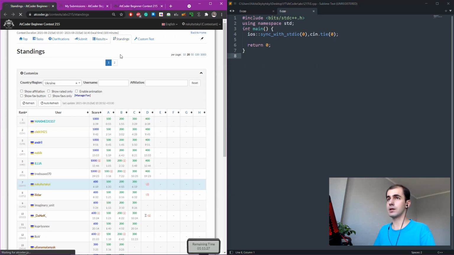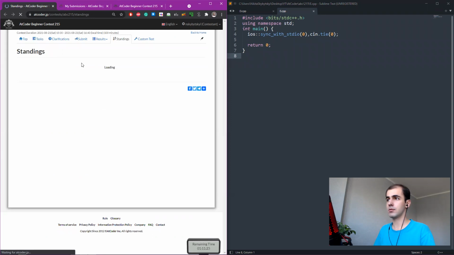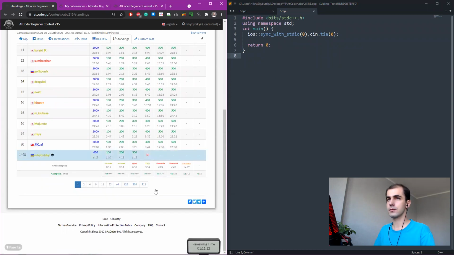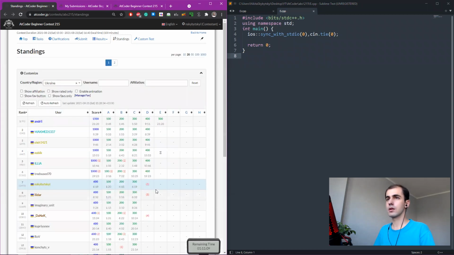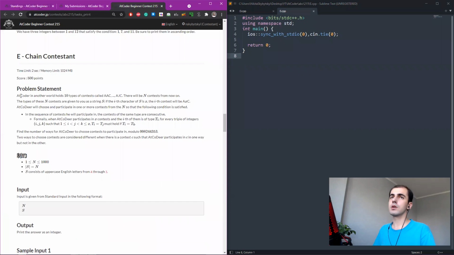Because we are lagging behind so badly in this contest, we can also try to gain some information from the standings. In case, let's say, E is also not nice. Okay, so E appears to be solvable. AtCoder in another world holds 10 types of contests called AAC through AGC.